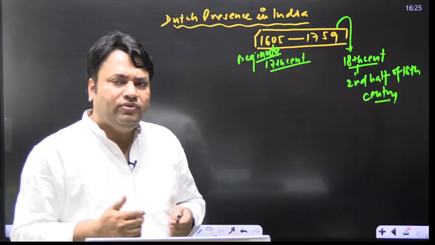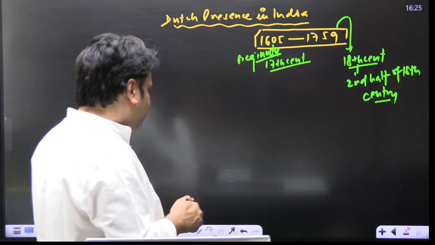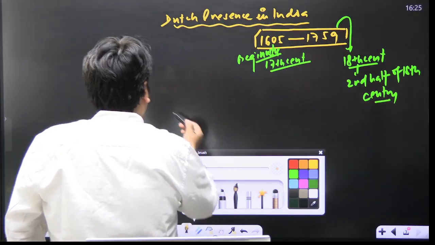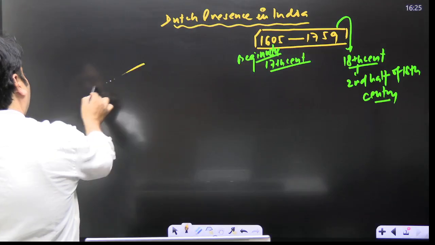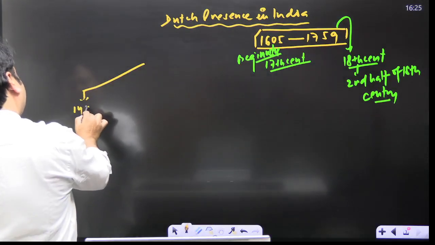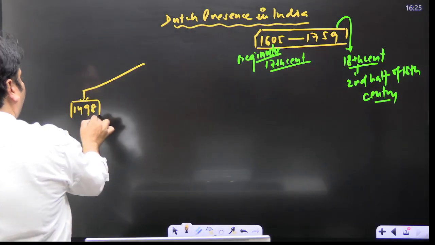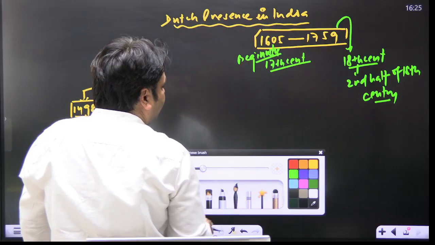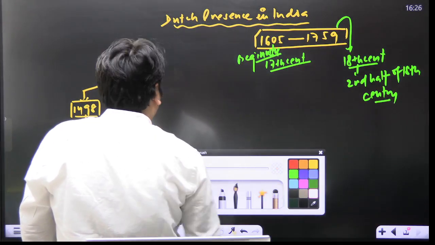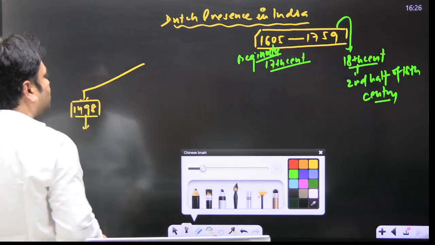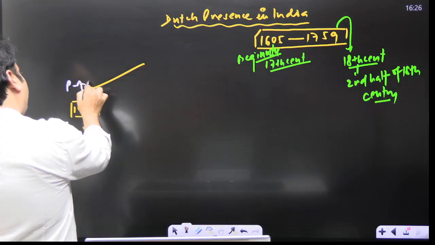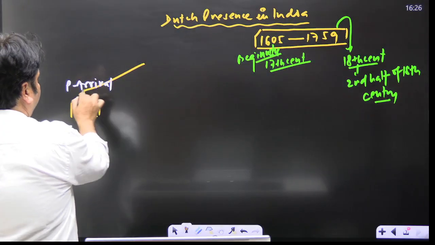But before we start, I will first give you a timeline that will help you to connect the events. For example, the first important fact that we have already discussed was 1498, and 1498 simply means the Vasco da Gama's arrival to India. You all know this. So this is the Portuguese arrival, 1498.